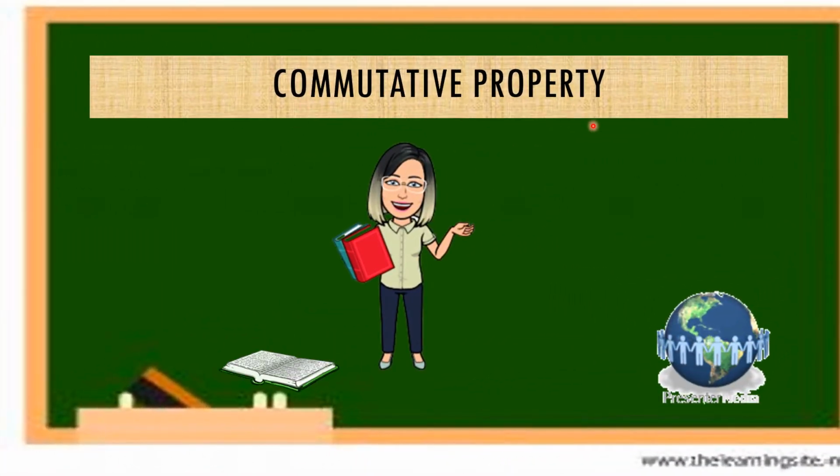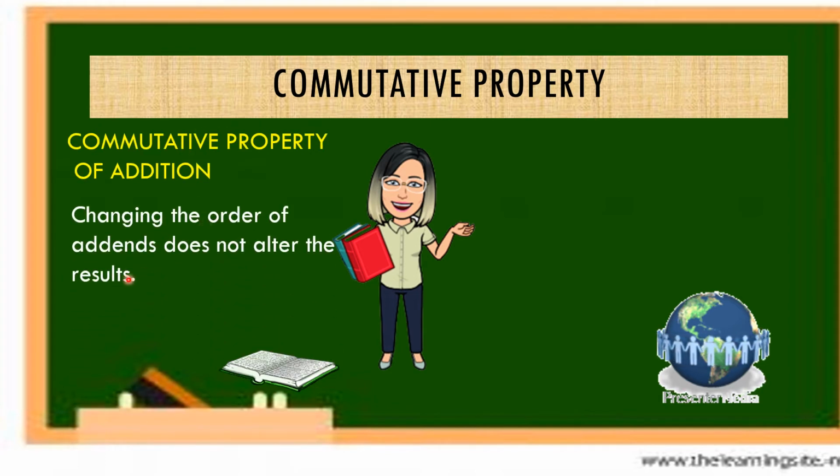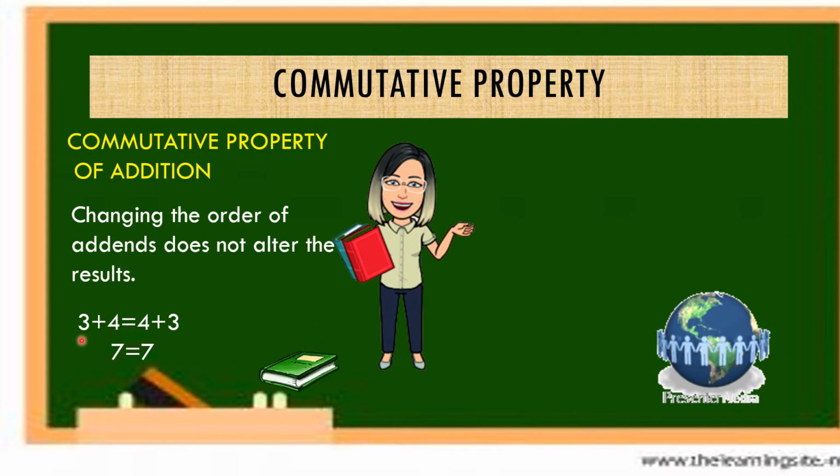We have commutative property. Commutative property of addition, which states that changing the order of the addends does not alter the result. Tignan natin mabuti. Pag binaliktad natin ang 3 plus 4, the answer is 7. 4 plus 3, the answer is 7. So kahit na pagbalik pa rin ang pwesto ng mga numero at tayo ay nag-a-add, hindi pa rin nagbabago ang resulta nito.